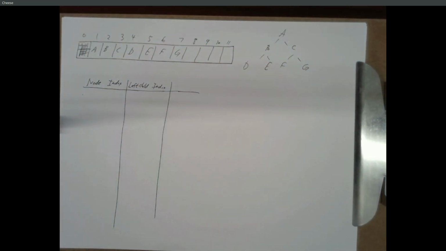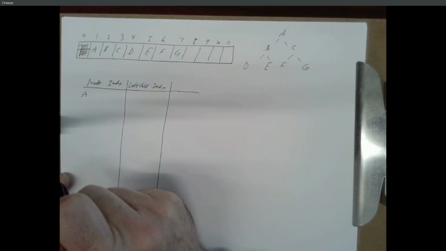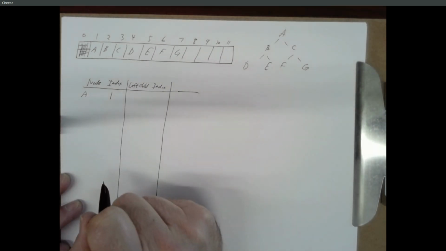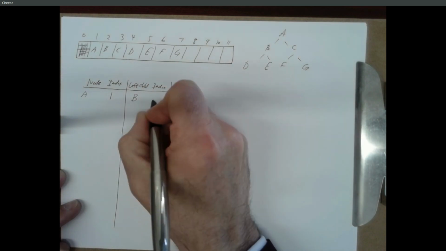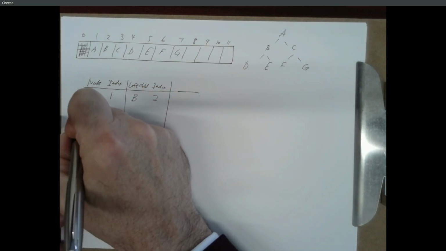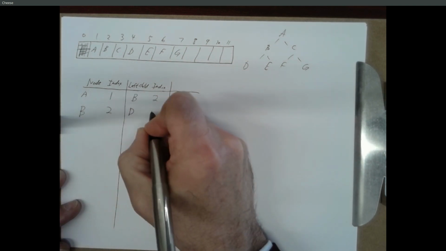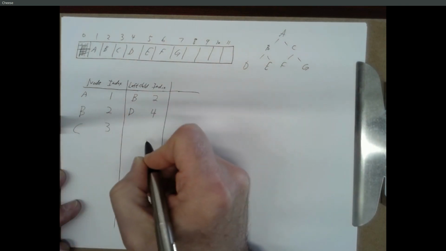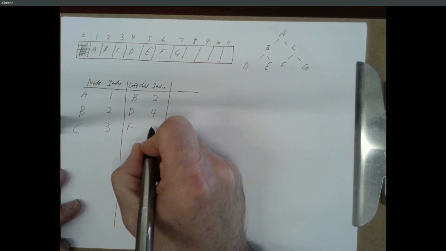So let's just fill in this table of nodes and indexes and children and indexes. So let's start with node A. What's the index of node A in our array? Okay. What is A's left child? That's a B. What's the index of B? Okay. Let's look at node B. That's index 2. What's B's left child? D, which is index 4. Node C is index 3. What's C's left child? F, which is index 6.